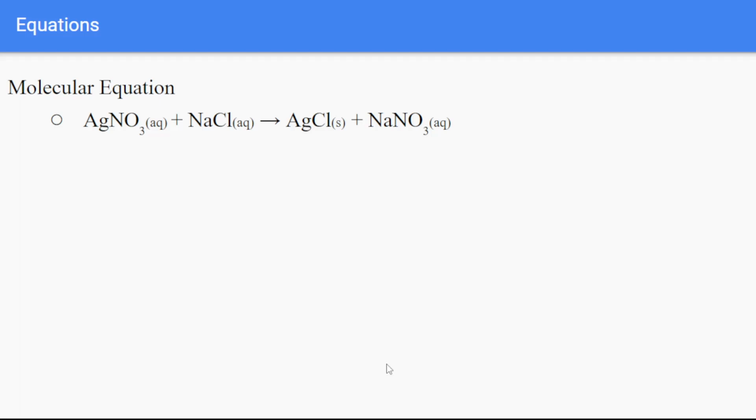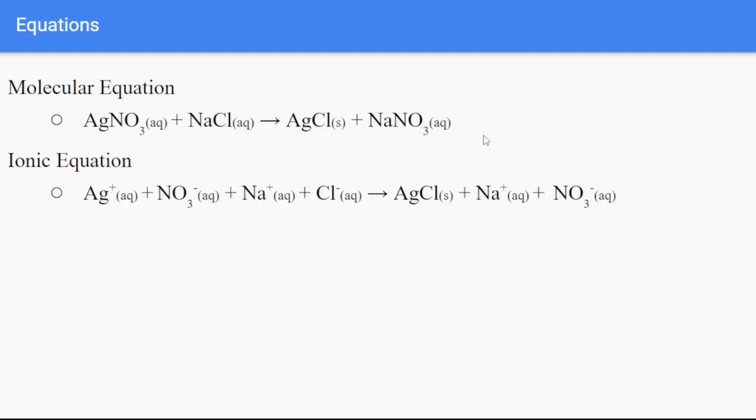These are represented with different types of equations. One is the molecular equation, which is not the most accurate because silver nitrate is aqueous. That means that silver and nitrate ions dissociate out of silver nitrate. So you have solid sodium nitrate, but you put it in water, it dissociates into ions. The same is true for sodium chloride and sodium nitrate.